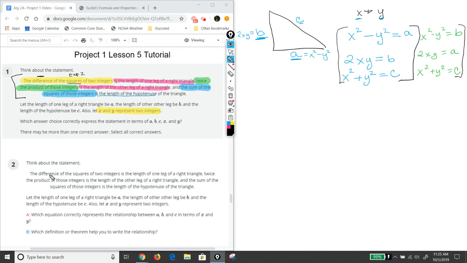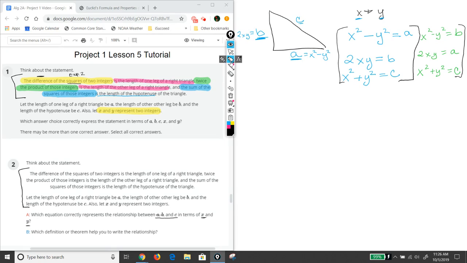Question number 2 is using the exact same statement that we just dissected here. So I left that work up there for a reason. And now it's saying which equation correctly represents the relationship between A, B, and C in terms of x and y. You're matching these equations. I'm just showing you where these come from. I'm going to show you what the wording means. So which equation correctly represents the relationship between A, B, and C?